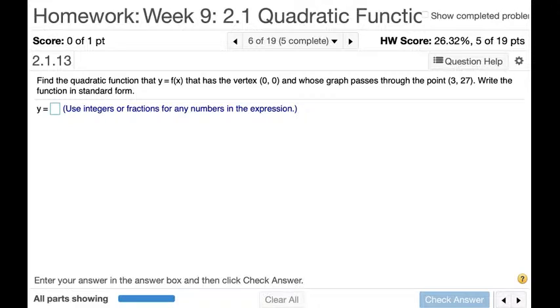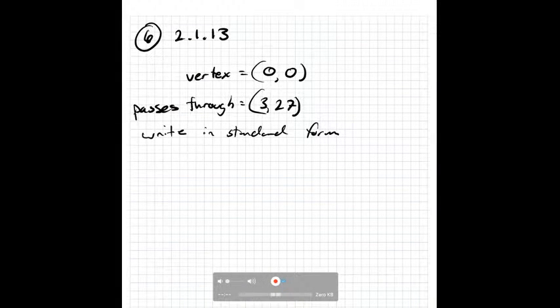Okay. So let's hop over to the tablet and let's show the tablet. Should be showing. That looks good.